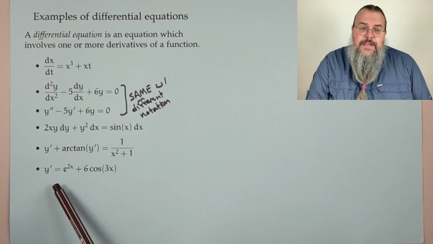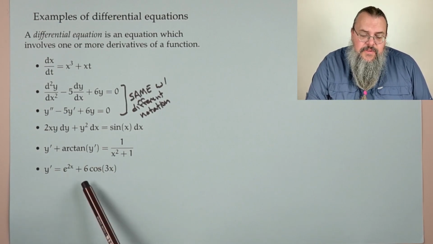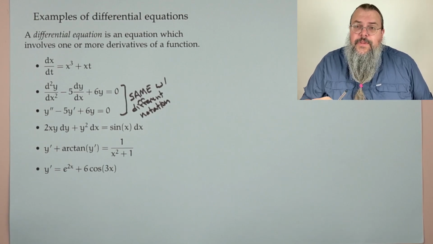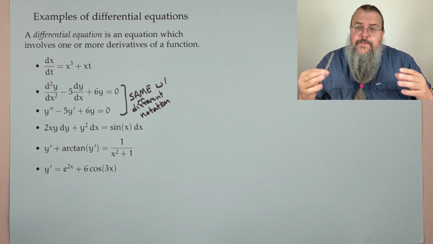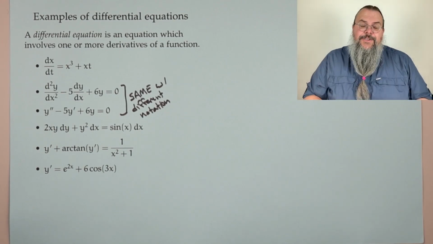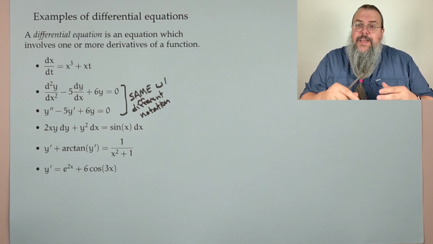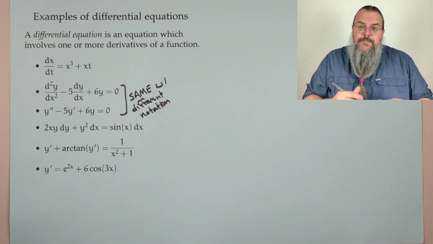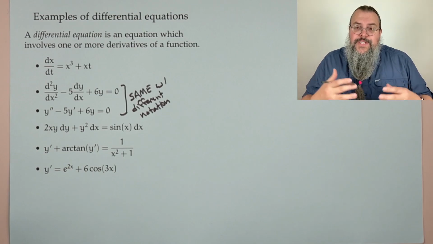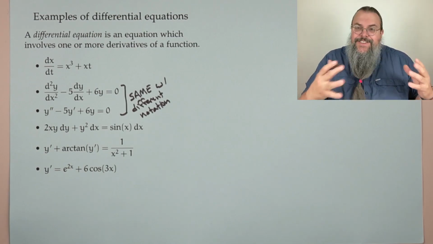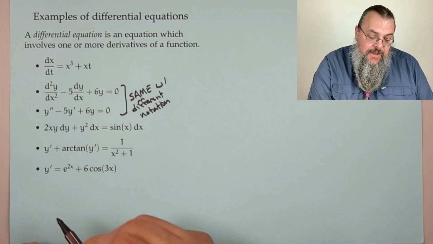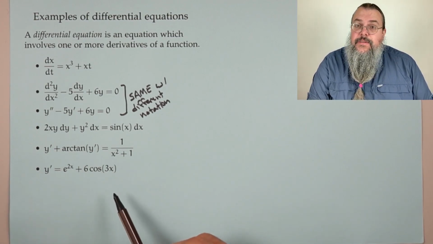Now, here's another differential equation. Y prime equals e to the 2x plus 6 cosine 3x. You're like, whoa, that doesn't seem that tricky. That seems like stuff I've done before, because we've done it before, right? Yeah, this is like Calc 1 stuff. And you say, oh, well, can I just solve it using Calc 1 tools? Yes, you can. Let's solve it. Might as well get some practice in. So how do we solve something like this?